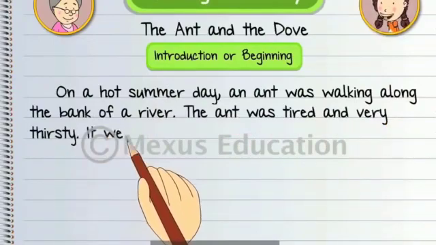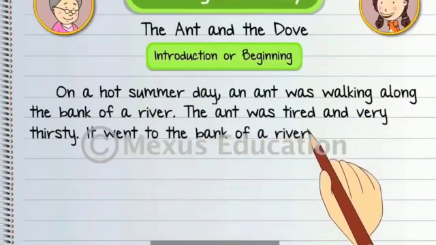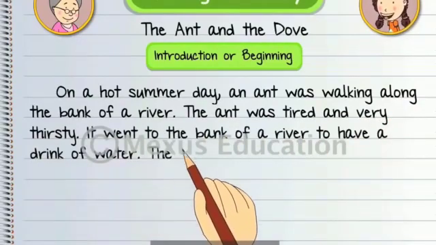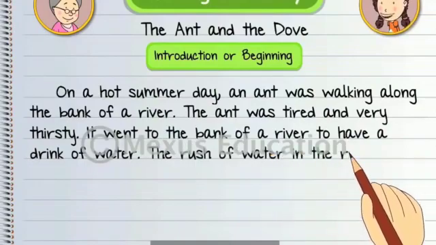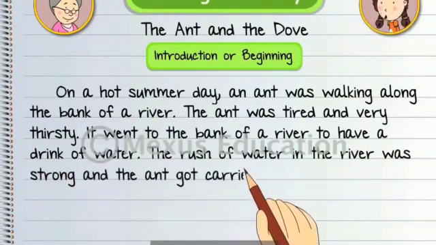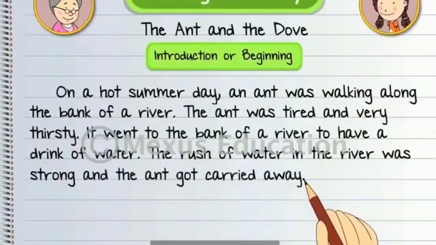So we will start the introduction as, on a hot summer day, an ant was walking along the bank of a river. The ant was tired and very thirsty. It went to the bank of a river to have a drink of water. The rush of water in the river was strong and the ant got carried away. So the introduction is done here.